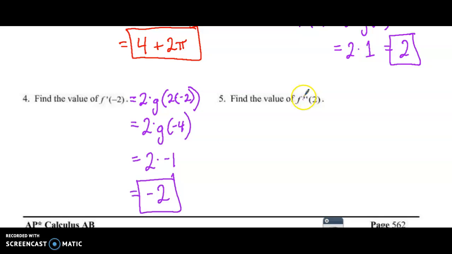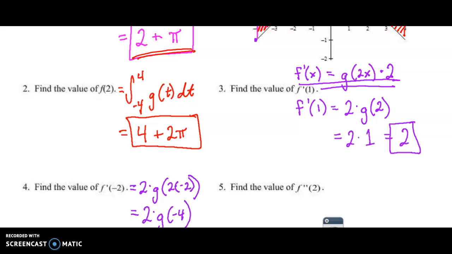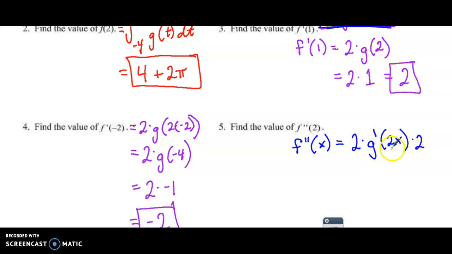Now, notice what's going to happen with the next one. The way I would do this problem is go back to the definition of f prime. Because if I'm asking you for the second derivative of x, well, then what I would do is say, okay, we have 2 times g of 2x. All right? So let me just write that first. But if I take the derivative, it's 2 times g prime of 2x, but it's another chain rule, so I have to multiply by another 2, because you have to take the derivative of the inside.